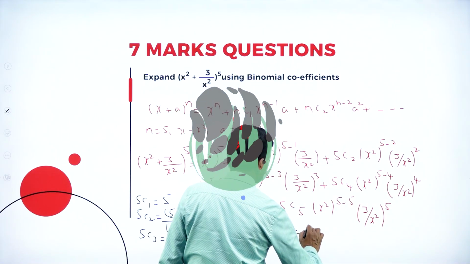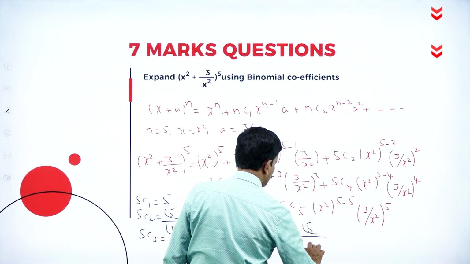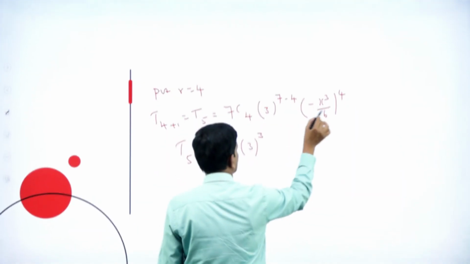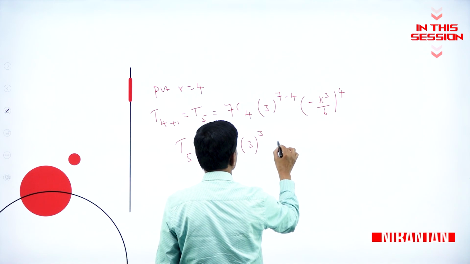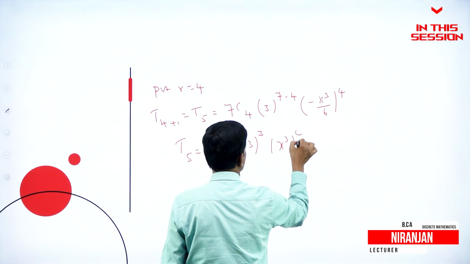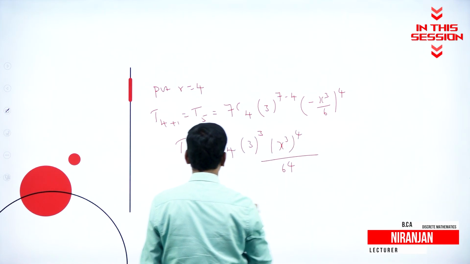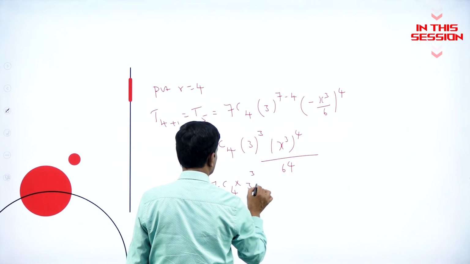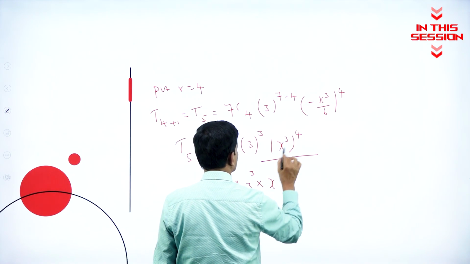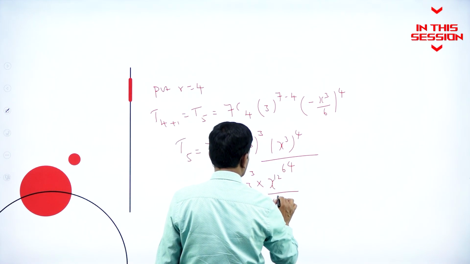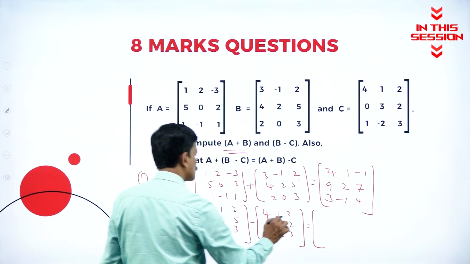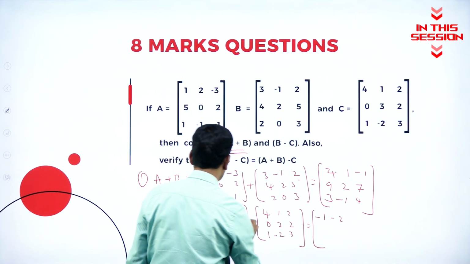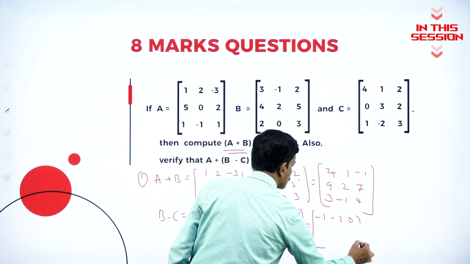What is 5C4? 5 factorial divided by 4 factorial into 1 factorial. This is equal to 5. If you multiply this, you will get positive x cube whole to the power of 4 divided by 6 to the power of 4. So this is 7C4 into 3 cube into x to the power of 3 4s are 12 divided by 6 to the power of 4. 3 minus 4 is minus 1. Minus 1 minus 1 is minus 2. 2 minus 2 is 0. This is first row.